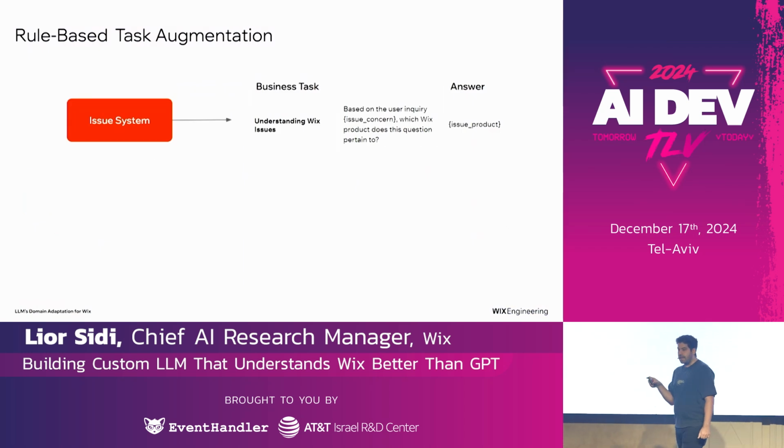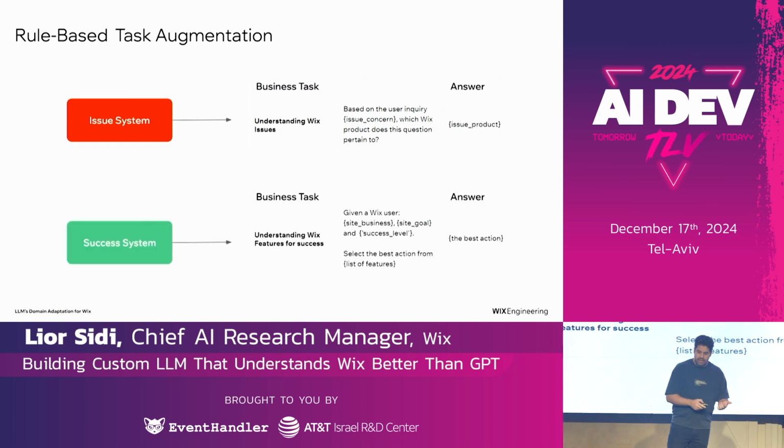For the rule-based task augmentation with the tabular data, which is the coolest process that we have, I think, we take available data that is meaningful in your organization, for example, our issue system at Wix, and create tasks out of it to understand Wix better. For example, we took the issue system, and in the columns of this table, we have a mapping between an issue concern and the product that is related to the concern. So we created a task out of it.